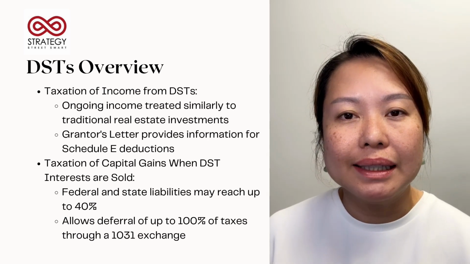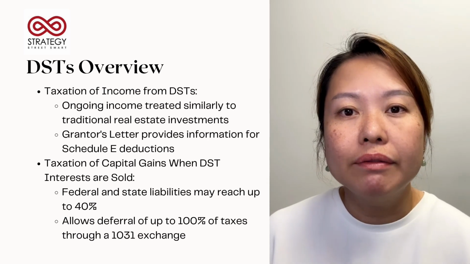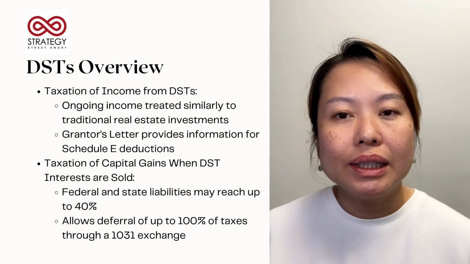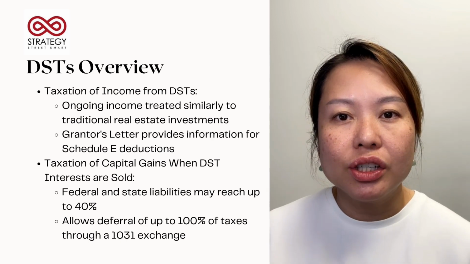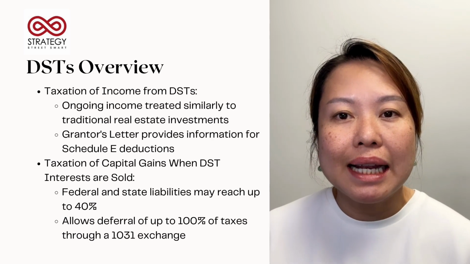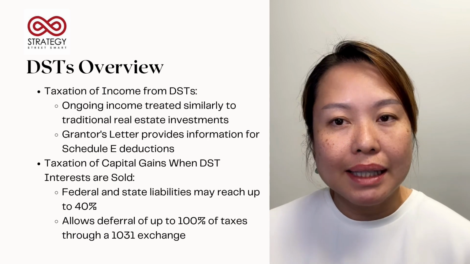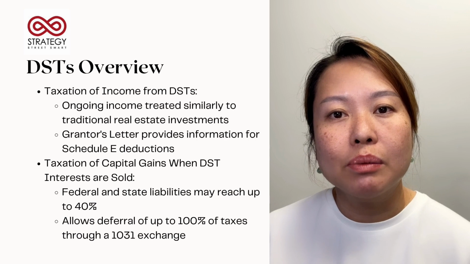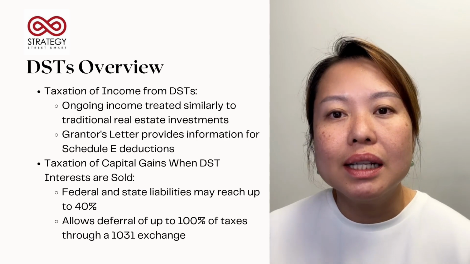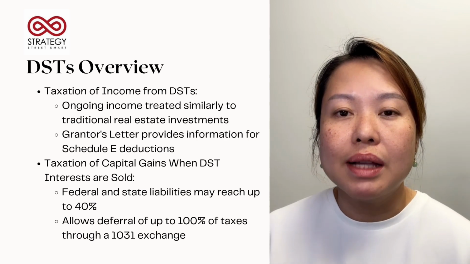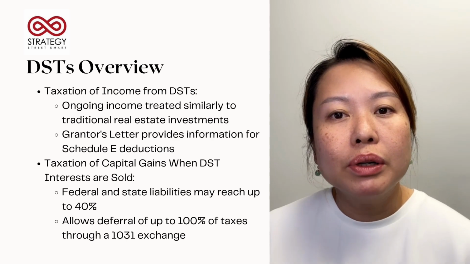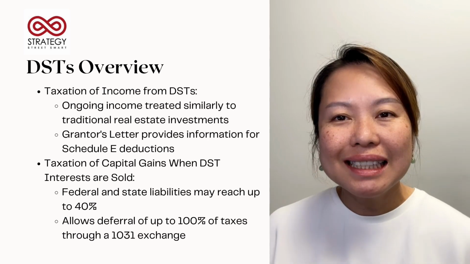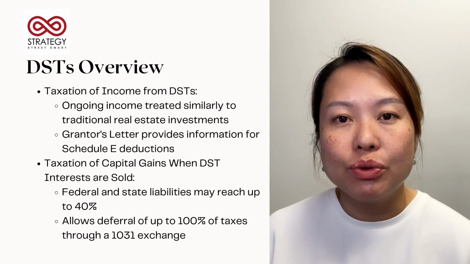Taxation of income from DSTs. Ongoing income from a DST is treated similarly to traditional real estate investment. At the end of the tax year, DST investors receive a grantor's letter, potentially containing a 1099 or an income and expense statement. This information is used to complete a Schedule E to calculate taxable income. Schedule E deductions allow investors to significantly reduce taxable income, potentially putting more money in their pocket compared to non-real estate investments.